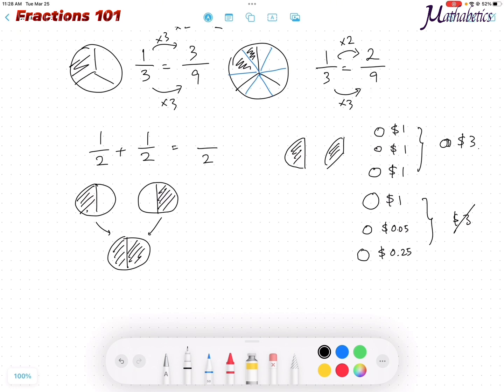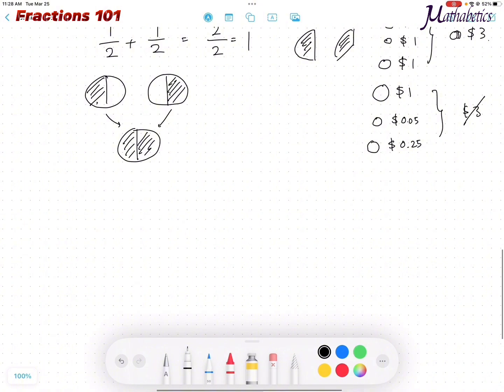So when we know that the denominator is the same, all we have to do is add the numerator. So 1 plus 1 is 2, and we can simplify by dividing by 2, and we get a 1. Okay, but it gets more difficult as we try other larger numbers.